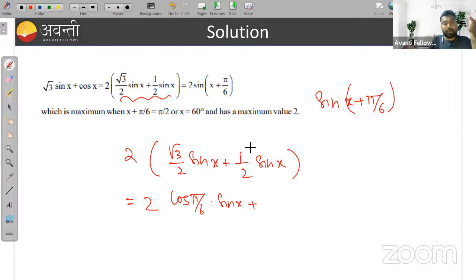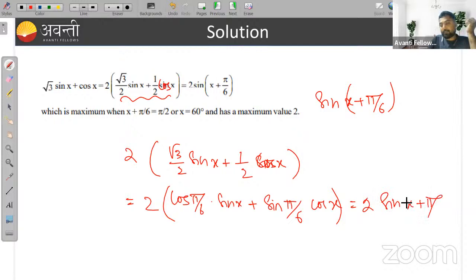कुछ तो गलत है क्या? 1 by 2 is the value of what? It is sin of pi by 6, and this is cos of x. So this is sin of pi by 6 into cos x. So what is the formula? Here you are getting 2 into sin of x plus pi by 6.